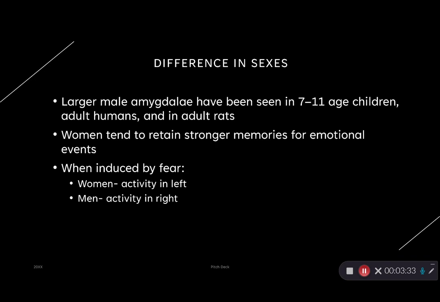Differences in the sexes in the amygdala. Studies have found that the amygdala is larger in males, in children, adult humans, and in adult rats. Women tend to retain stronger memories than males for emotional events in most studies. When males and females in a study were shown a horror movie, they saw that the activity in the left amygdala in females increased, and for the males, the activity in the right increased.